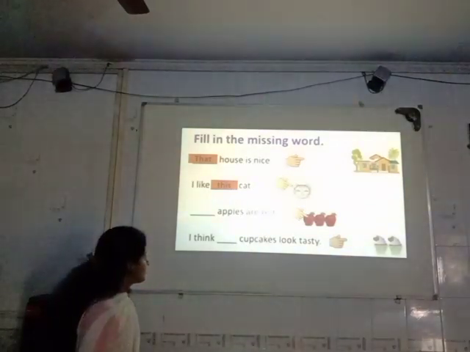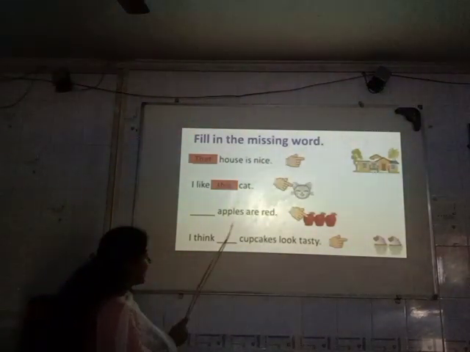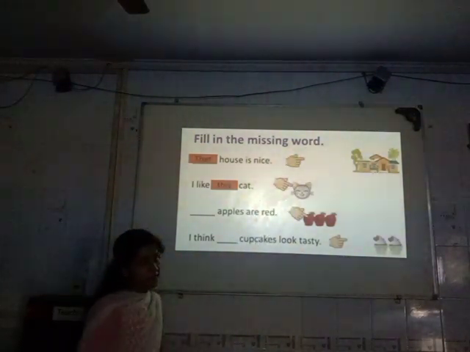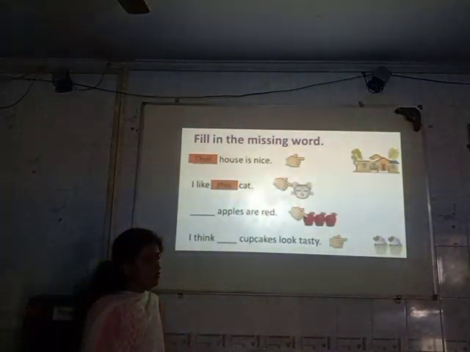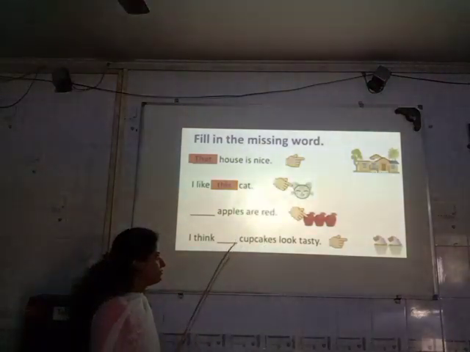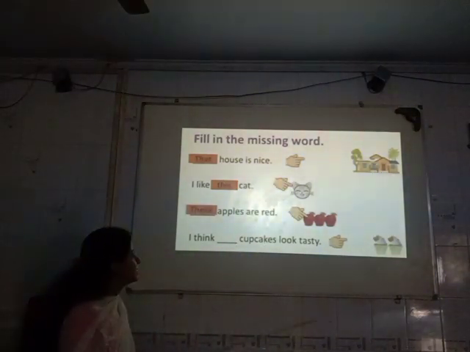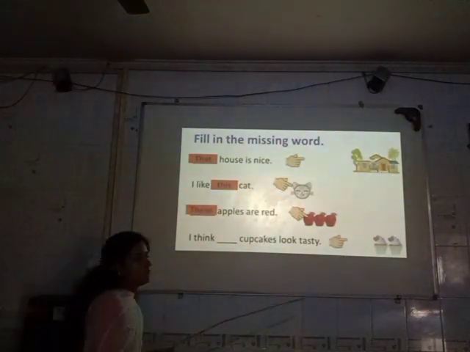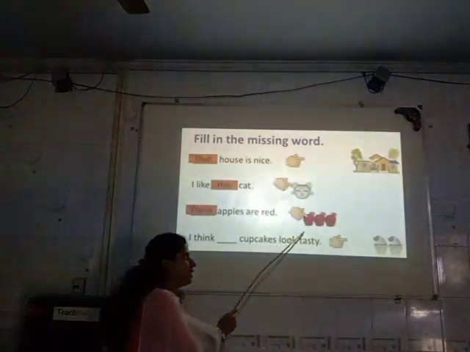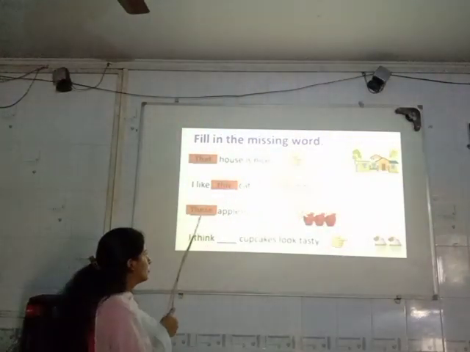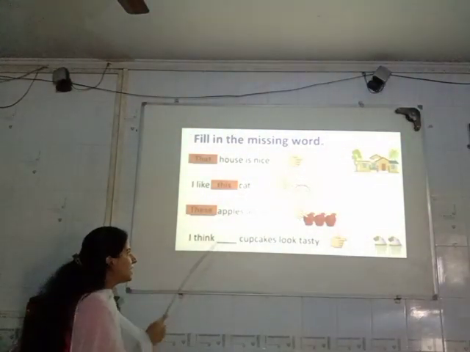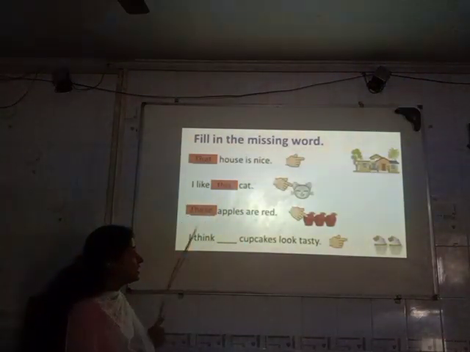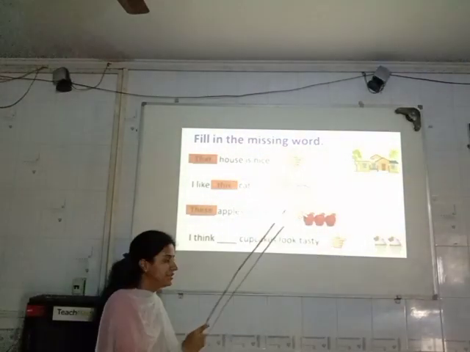Now the next number. Dash apples are red. Now see, is there only one apple? No, there are more than one. They are in plural. So what will come here? These apples are red, because they are near to us and they are in plural. So what answer will come here? These. These apples are red.